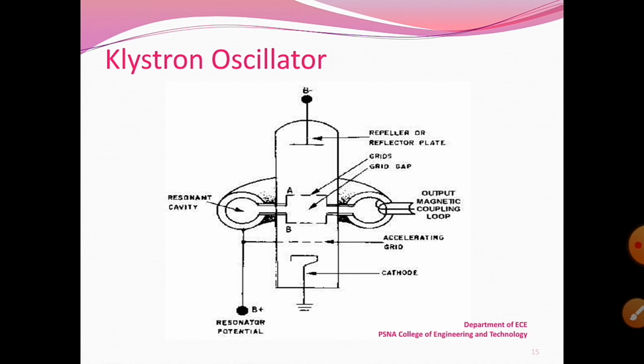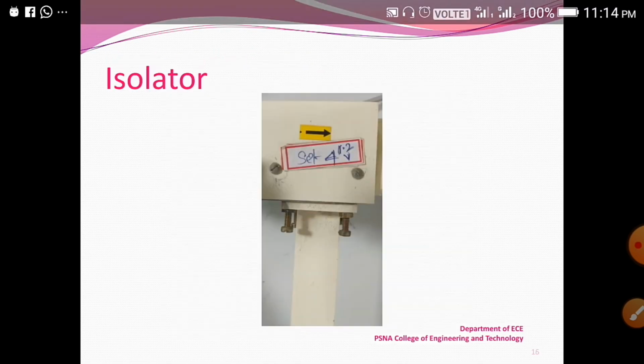Now we will see the performance of the reflex klystron. It has a frequency range of 2 to 200 GHz. Bandwidth will be plus or minus 30 MHz. Then power output is 10 milliwatt to 2.5 watt. Reflex klystrons are widely used as microwave sources in the laboratory and in microwave transmitters and as local oscillators in superheterodyne radar receivers.